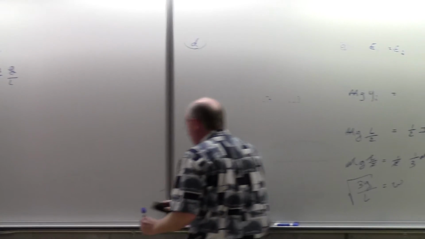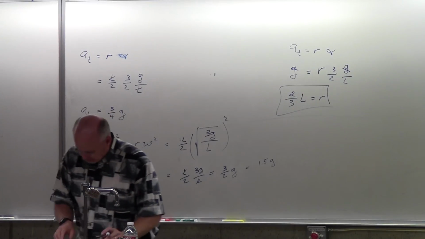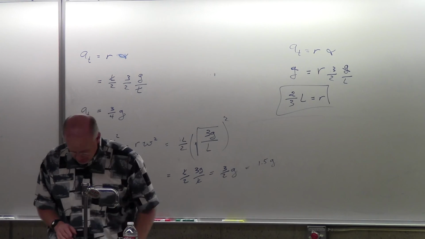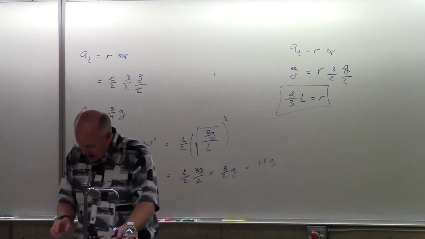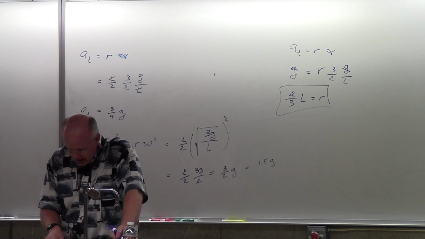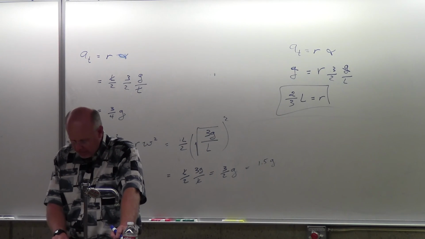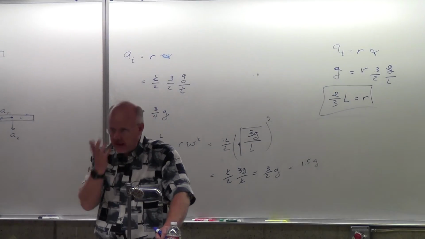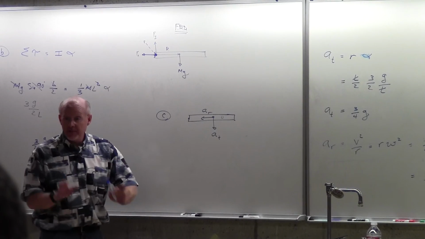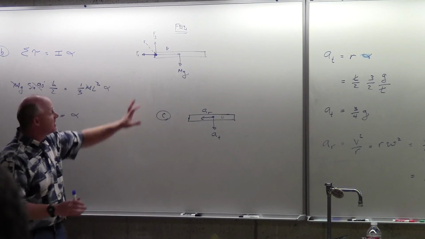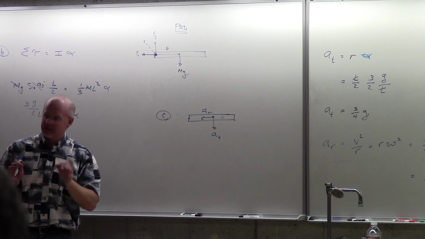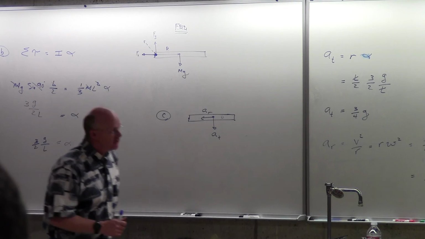So let's go to D here. What number are we on? 65, I think? 65. So D, finally, oh, there is no E, good. D is the components of the reaction force at the pivot. So finally, we get to what we started with in B. Here are some forces, and now I'm being asked to solve for these forces.